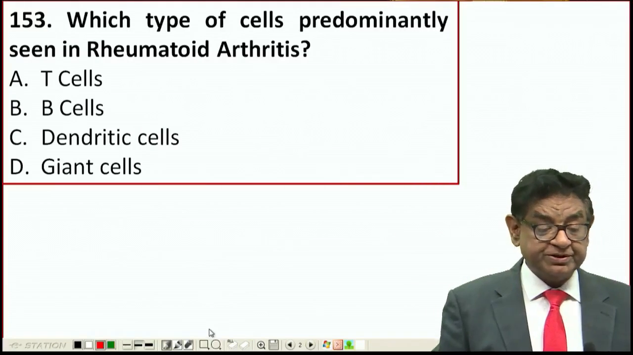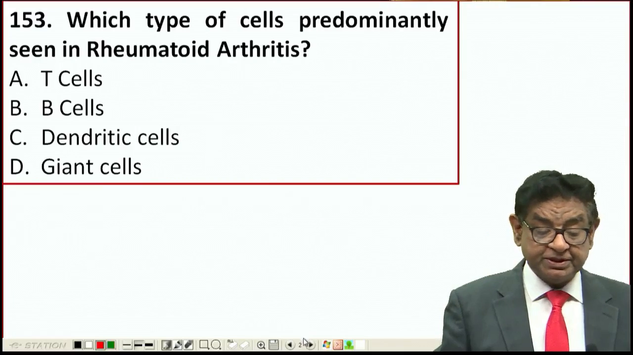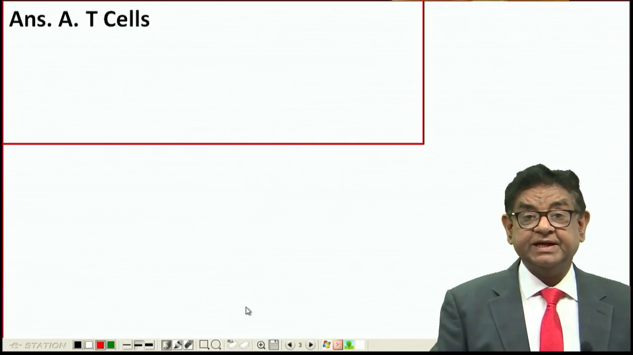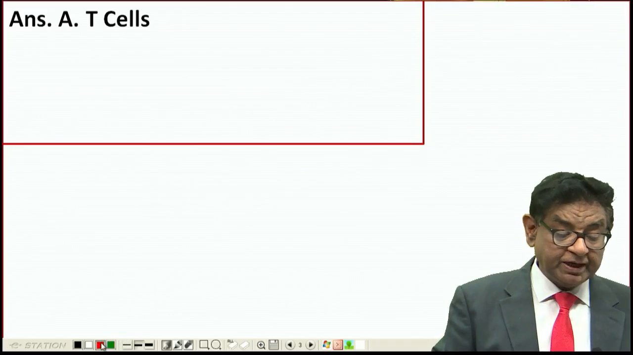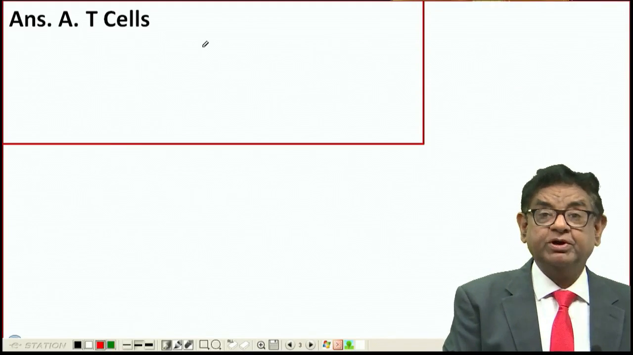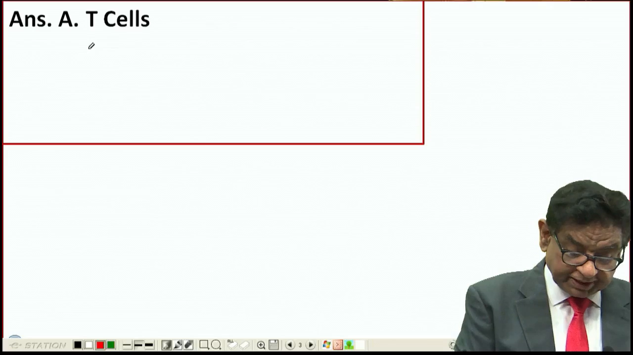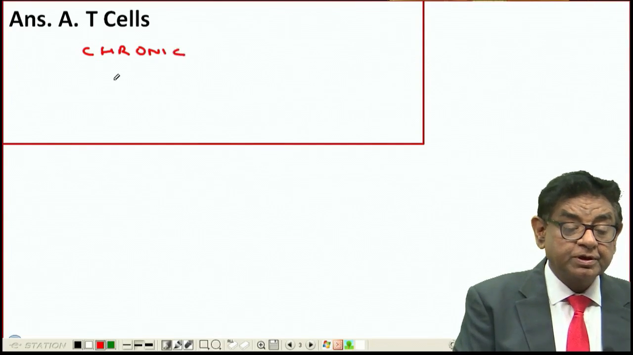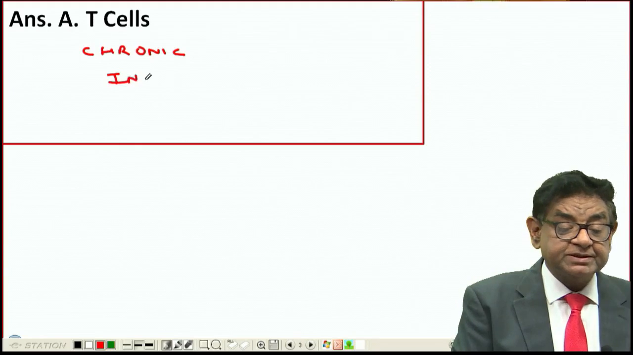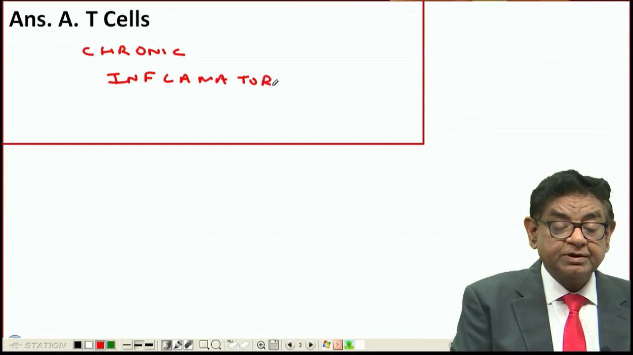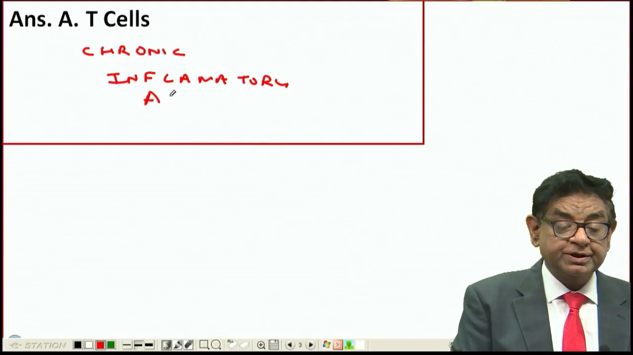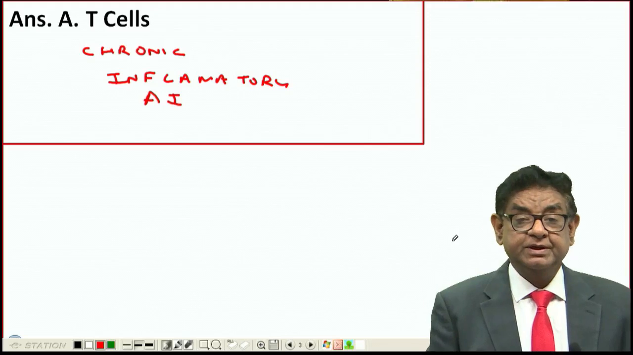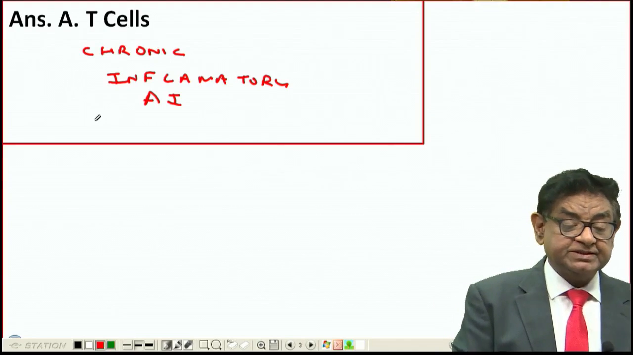Question number 153. The answer to this question is A, that is T cells. As we know, rheumatoid arthritis is a chronic inflammatory disease having autoimmune etiology. And the primary site of the disease is the synovial membrane.